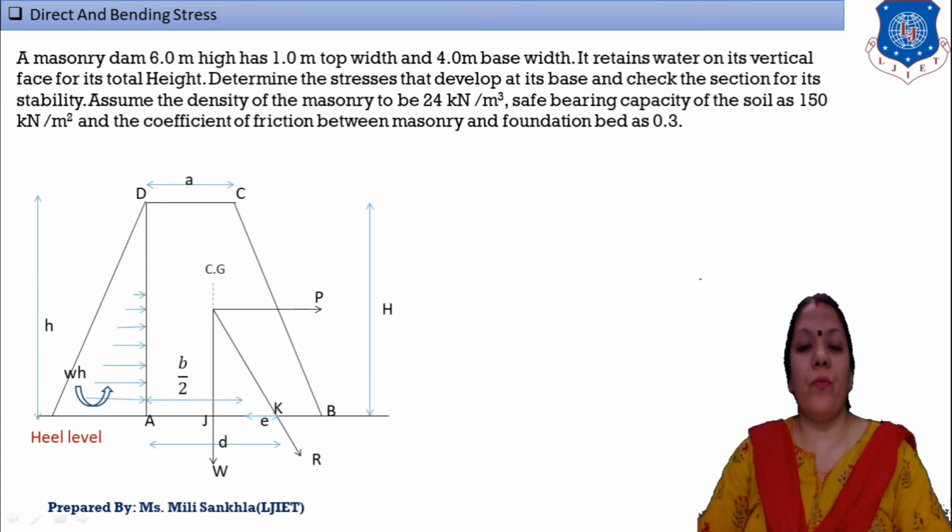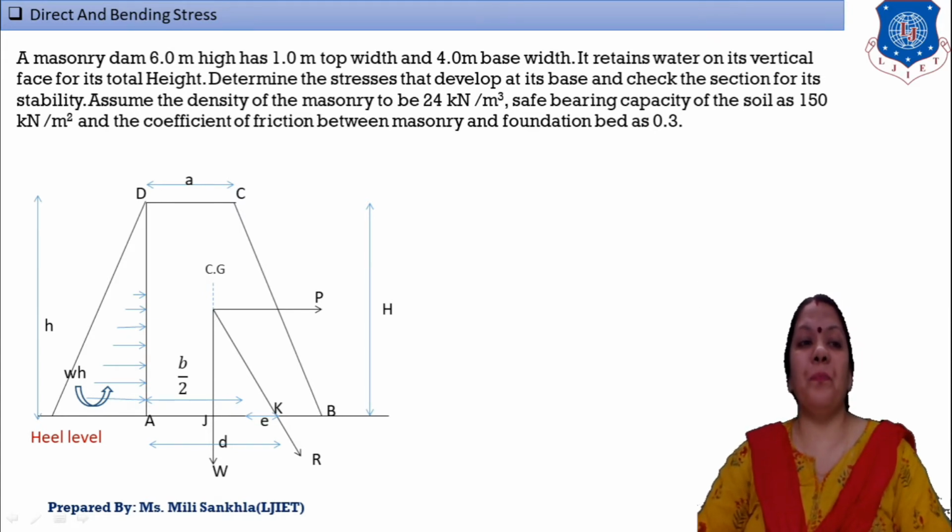First of all, the figure of this dam is given. This is the side section of the dam. This is the top width of the dam. This is the bottom width of the dam. This diagram is the water pressure diagram. This is our water pressure P and self weight of the dam. This is already explained at the time of the theory portion.